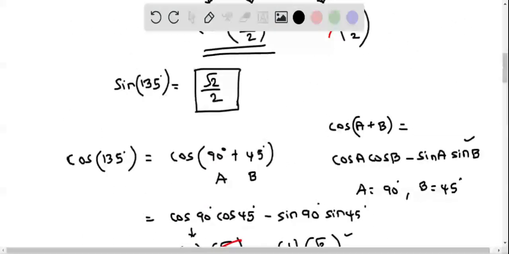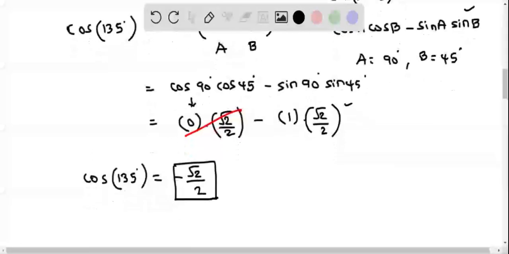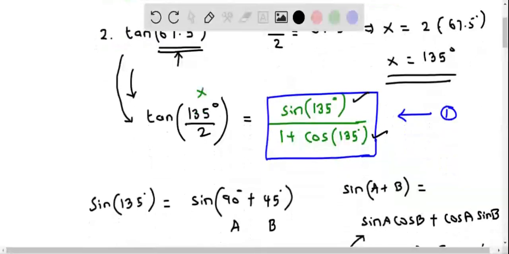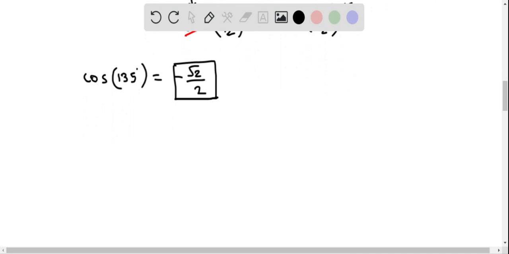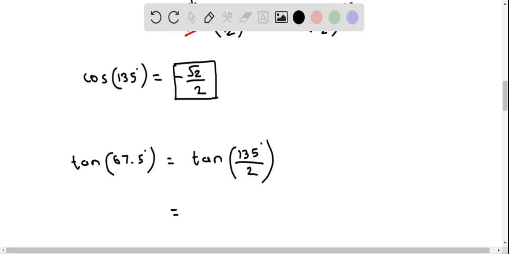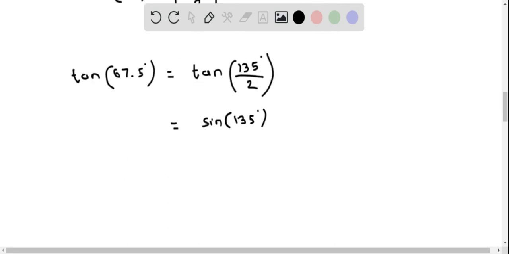Now we have obtained the values of sine 135 degrees and cosine 135 degrees. So this means we can substitute into equation 1. Equation 1 basically is tangent of, we are actually finding tangent of 67.5 degrees, which we have rewritten as tangent of 135 degrees divided by 2, and this equals sine of 135 degrees over 1 plus cosine of 135 degrees.